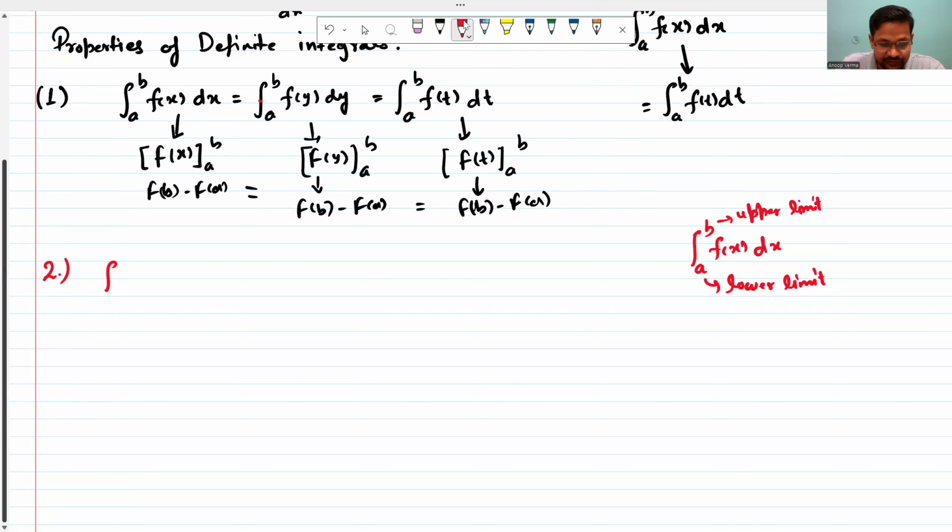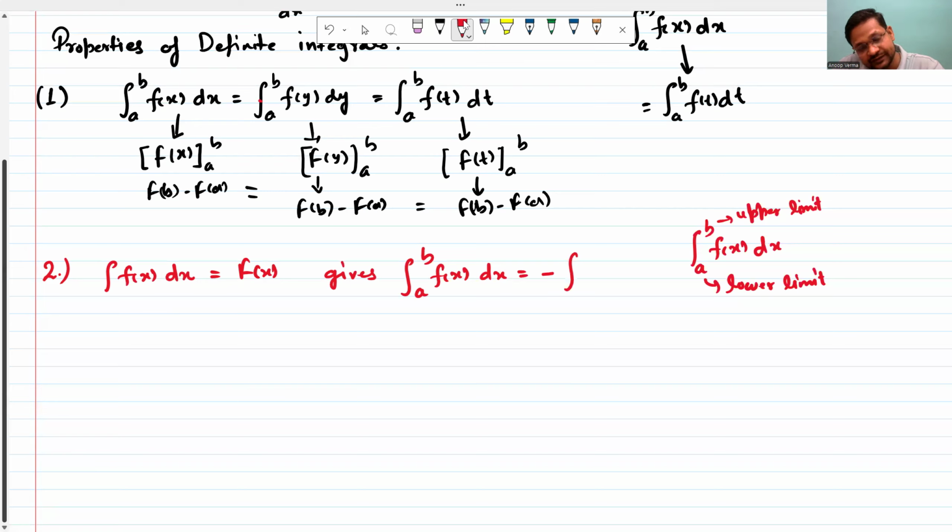Okay, so if you have the integral from a to b f(x) dx, okay, the value of this integration is capital F(x). So it will give definitely this integration from a to b f(x) dx is just equal to negative times integral b to a f(x) dx. So it is very easy, you can easily show it. अगर हम यहाँ पर LHS लेके चलते हैं और we want to get RHS, so you can easily have capital F(x).